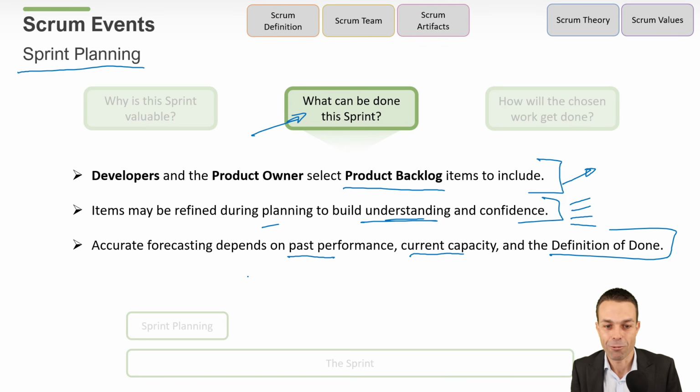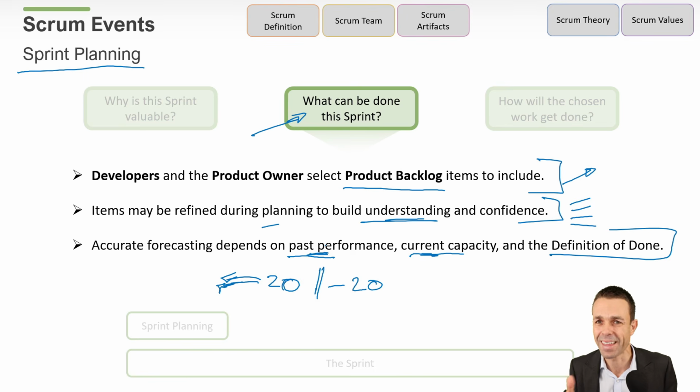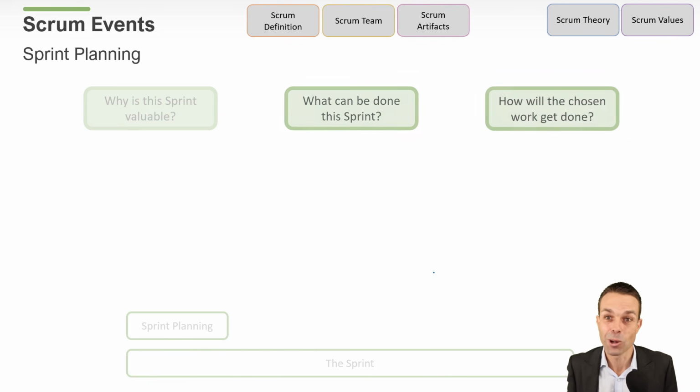For example, if we have delivered, say, 20 user story points or 20 user story cards or 20 items in the last sprint, then what we're going to do is place 20 items in the next sprint. We want the pace to be sustainable. So we're matching our current capacity to our past performance. That's what that means. How will the chosen work get done?